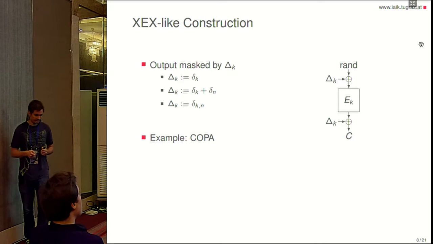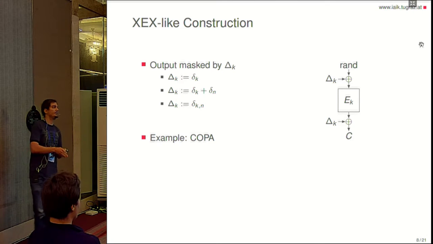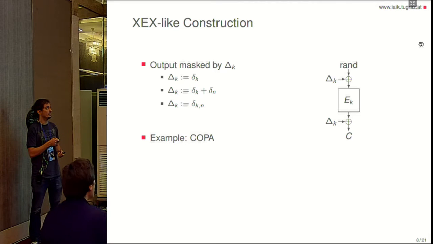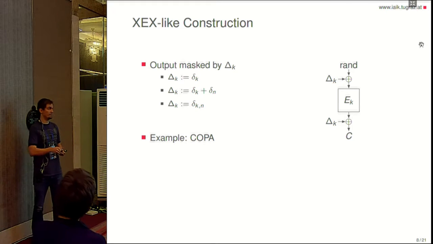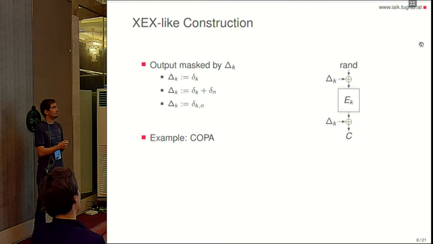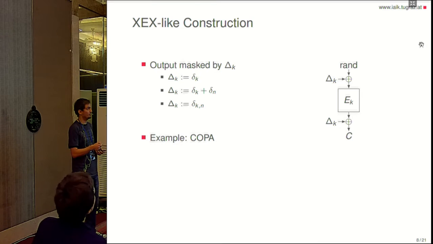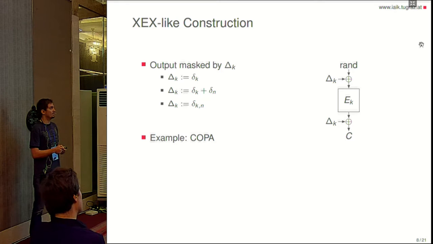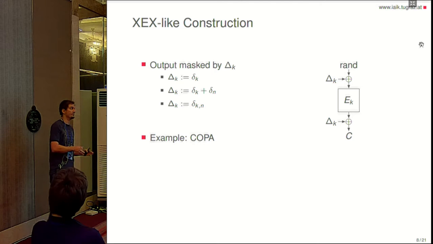So this value always depends on the secret key, independent of how a concrete scheme implements it. But additionally to the case that it only depends on the secret key, we also have the case where it additionally depends on the nonce and therefore changes for every invocation of the authenticated encryption scheme. But first, we will focus on the case where it just depends on the secret key. And we give an example of a scheme which is such an XEX-like construction according to us with COPA, which is a CAESAR candidate, but it's not the only scheme where the attack works. For instance, it also works on LMD.